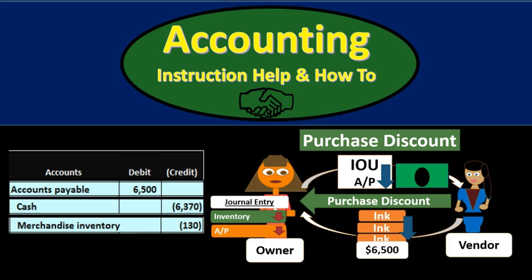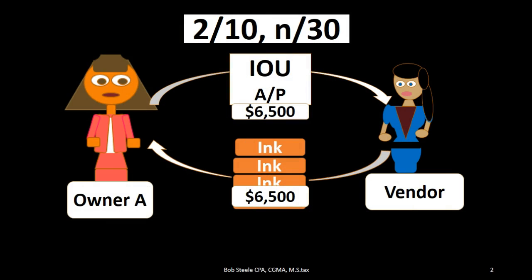Hello, in this lecture we're going to be talking about a purchase discount. We will be the owner on the left-hand side of this transaction, and we are purchasing inventory from the vendor on the right-hand side of the transaction. The discount in this case will be going from the vendor to the owner. So the owner, us, we're getting a discount on the purchase that we are making.